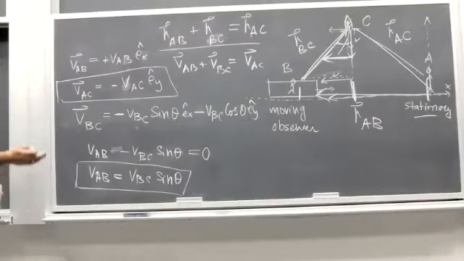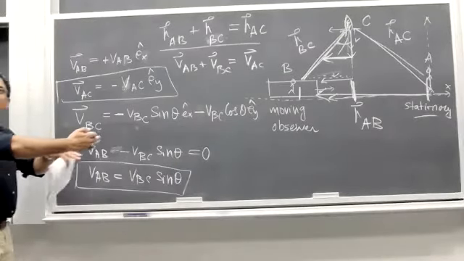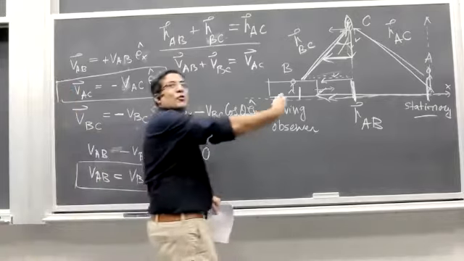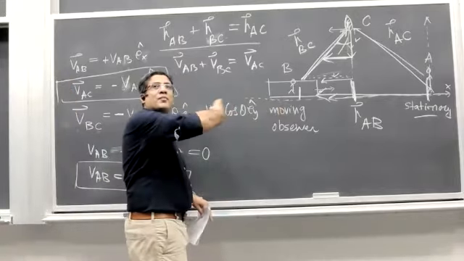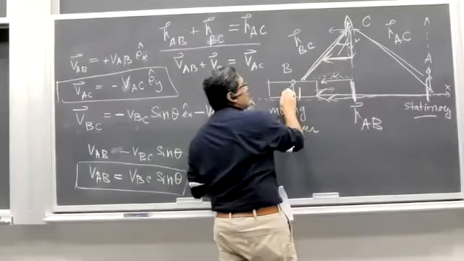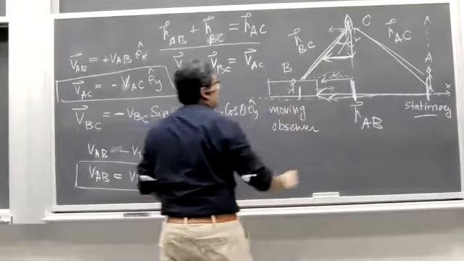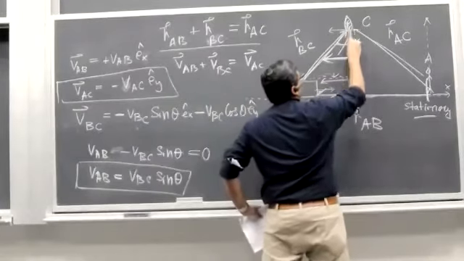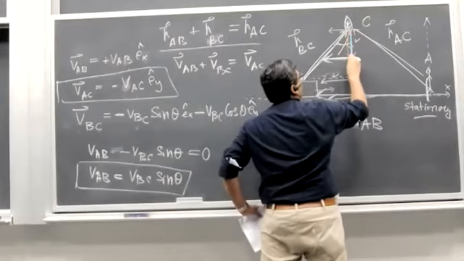Sir, why does minus VBC sine theta x-hat have a negative sign? Yes, it has a negative sign because we are getting closer. So the velocity component is pointing in this direction. Okay, thank you. So the droplet's velocity measured from this car, I don't know, the colors are not clear. So these are the two components.